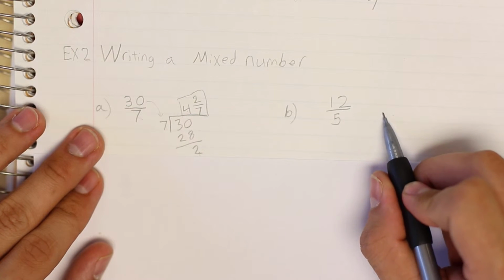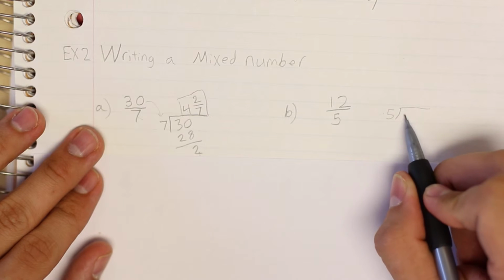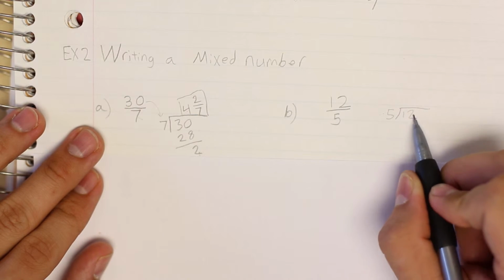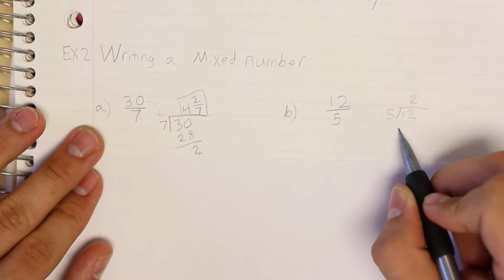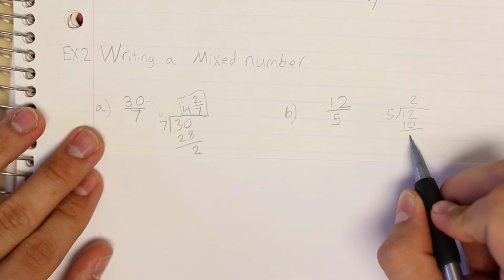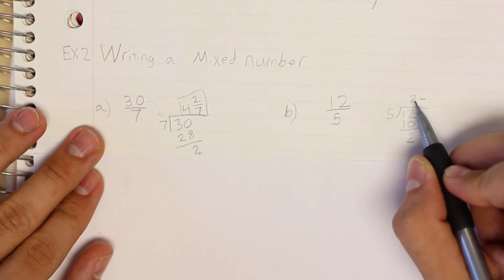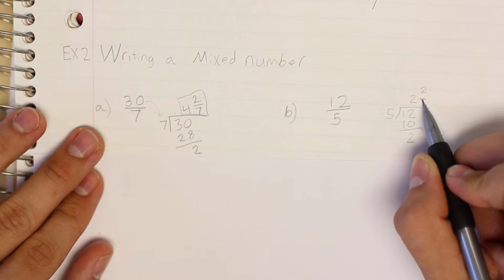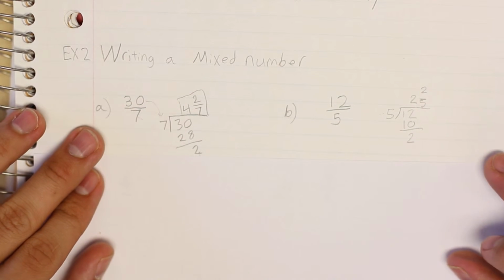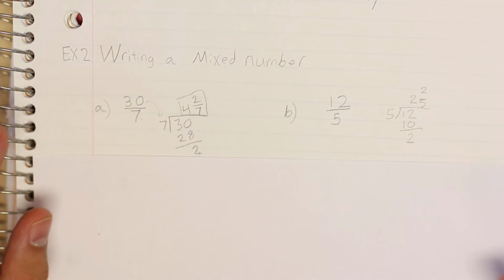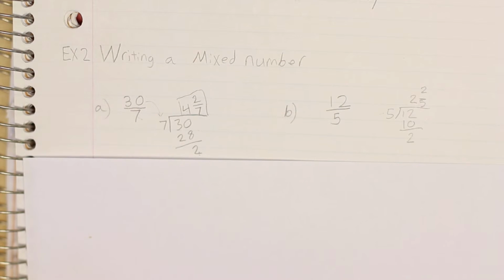Again, we tip it over. We have 5 going into 12. It goes in 2 times. Multiply back. You get 10. Subtract. You have 2. So 2 and 2/5. Let's look at 2 more examples to make sure we really understand what we're doing today.